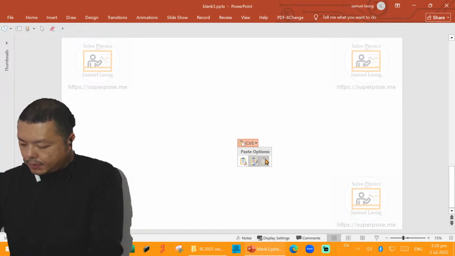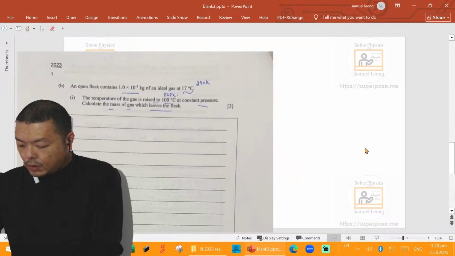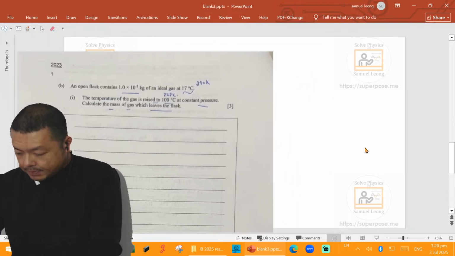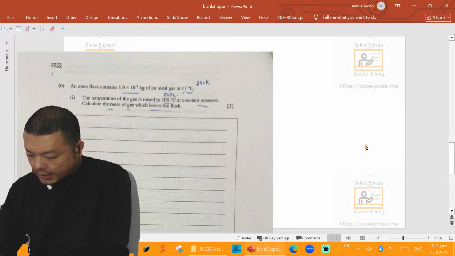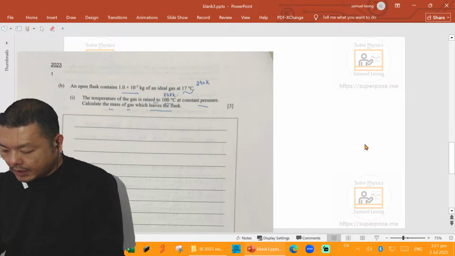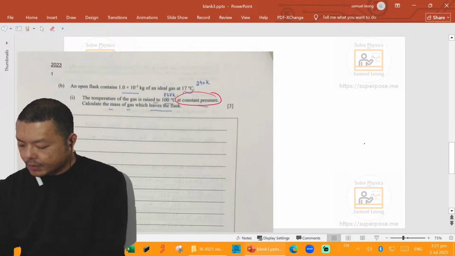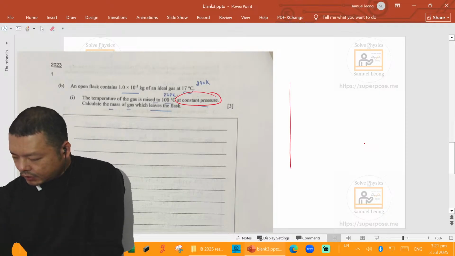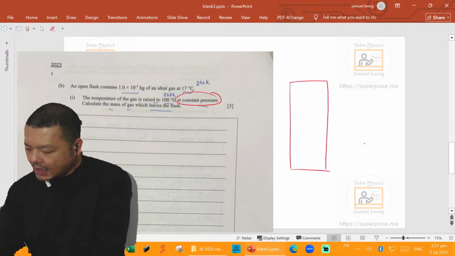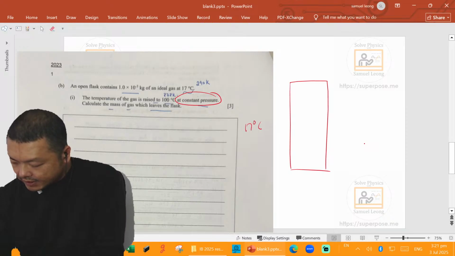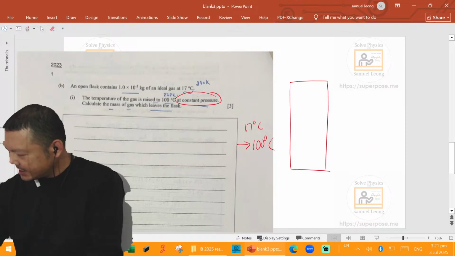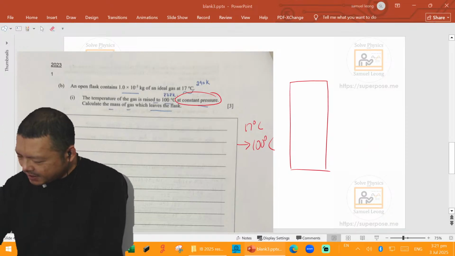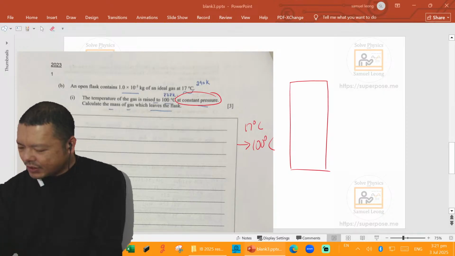Okay, all right, so for this one here, what's the question? An open flask has this mass of ideal gas at 17 degrees Celsius. You converted to Kelvin, very good. Then they ask at constant pressure, so you have a flask and you raise it from 17 degrees Celsius to 100 degrees Celsius. But the very strange thing about this is that the pressure is constant.